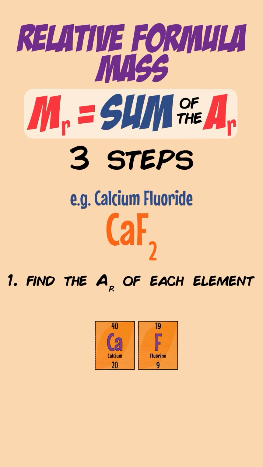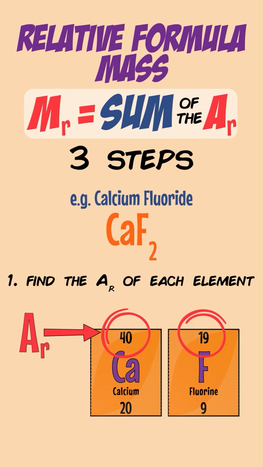First, we need to find the relative atomic masses, or the ARs, of each element in the compound. These are usually given in the question or found in the periodic table as the bigger number on the element. So here, calcium has an atomic mass of 40 and fluorine has an atomic mass of 19.